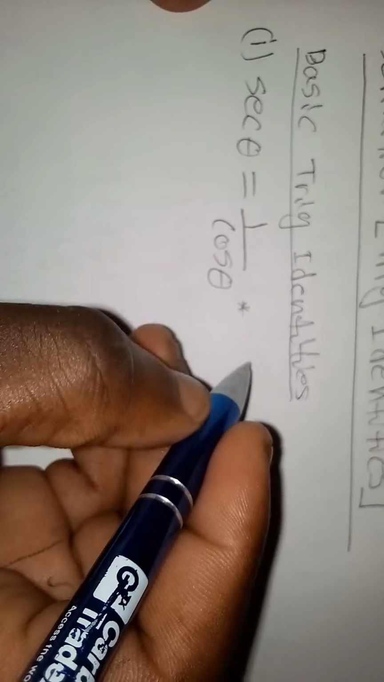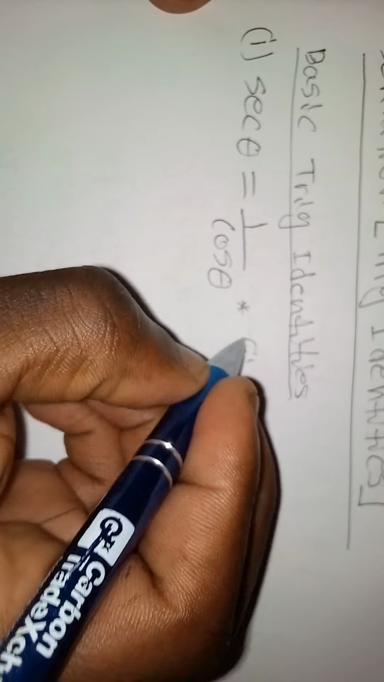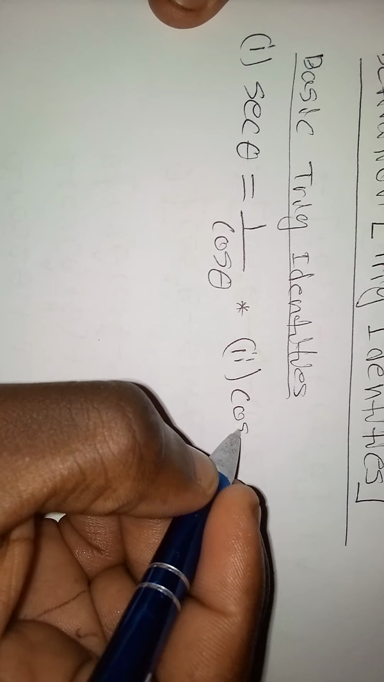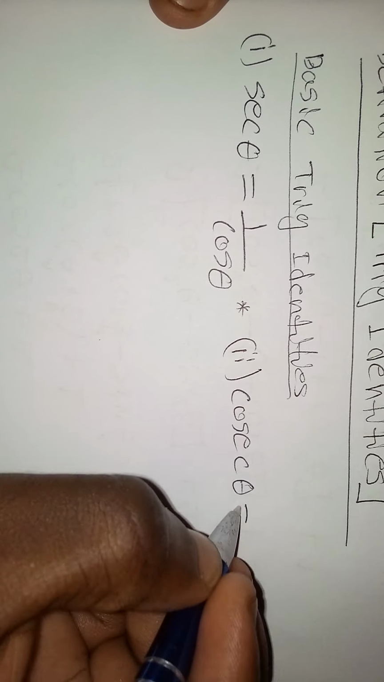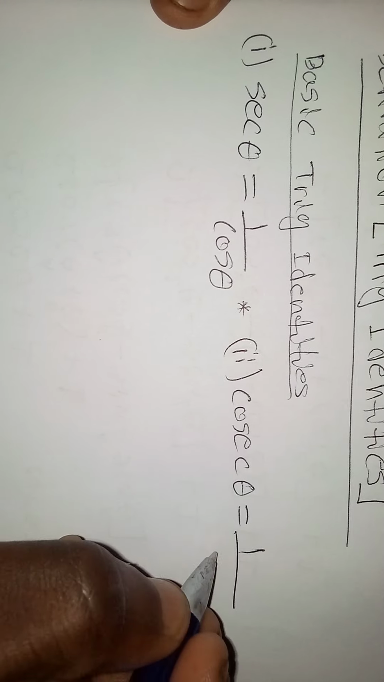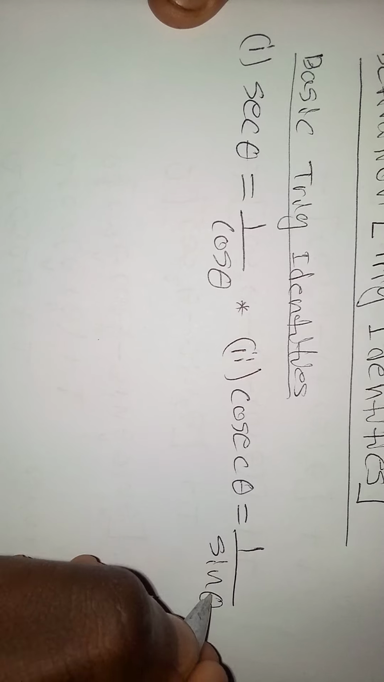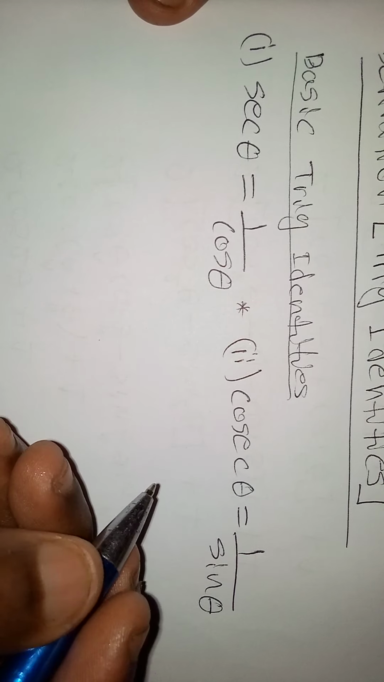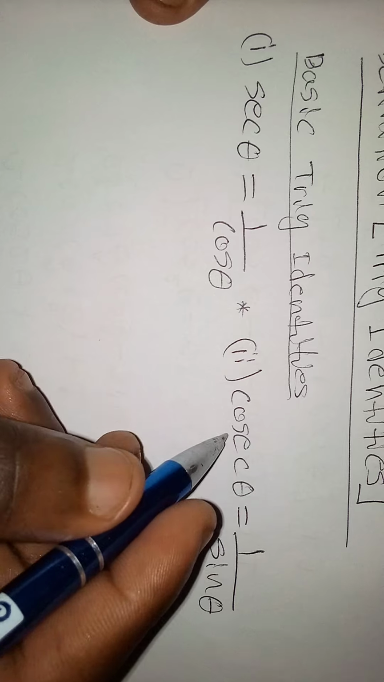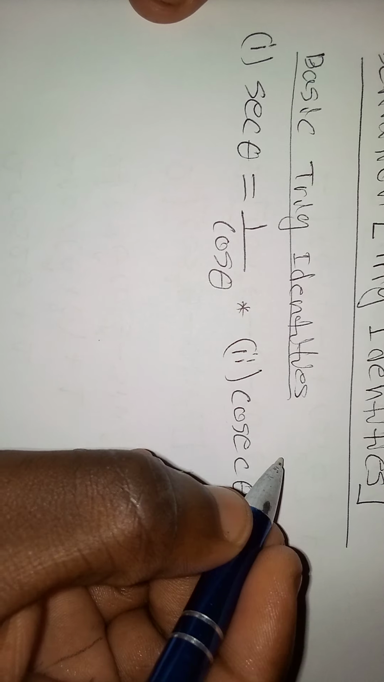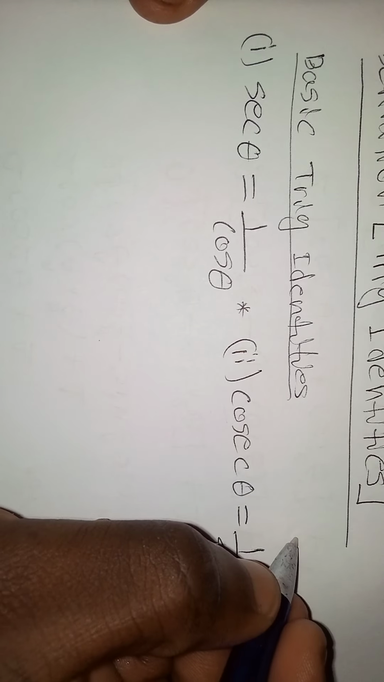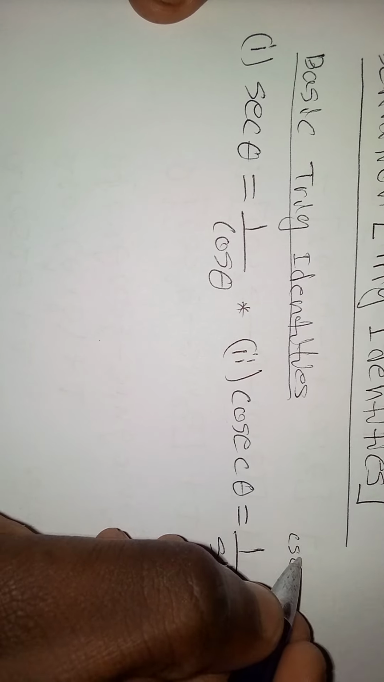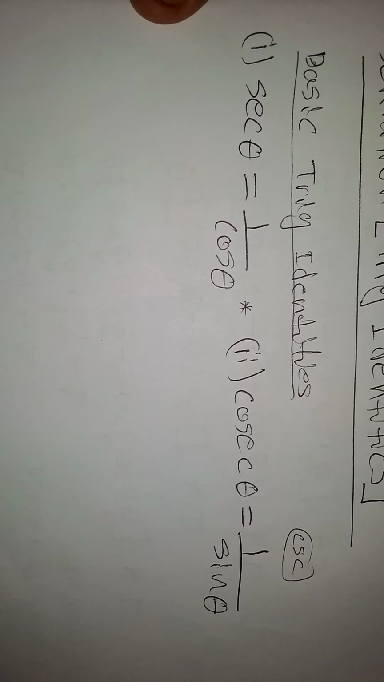Okay, then part 2, we have cosec theta is equal to 1 over sine theta. Okay, so the abbreviation of cosec theta you can write as CSC. So if you want, you can write this as CSC. That means cosec.